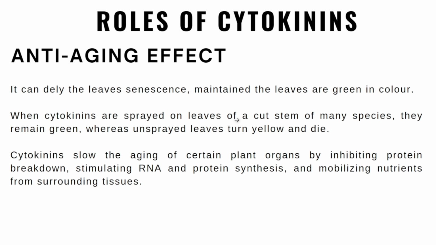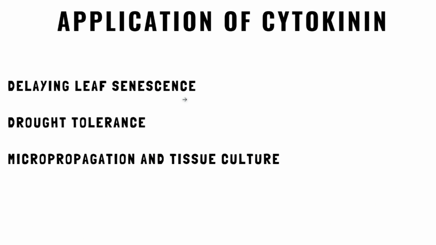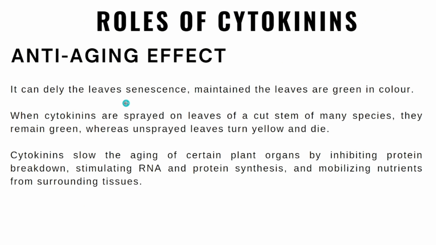Of course, another effect of cytokinin is the anti-aging effect. When you spray cytokinin onto the leaves, it may maintain the leaf's green color and delay leaf senescence. Anti-aging is like in humans, where antioxidant properties give your skin more collagen and make it look more youthful. Cytokinin makes the plant more youthful, keeping the leaf green. So this is the anti-aging effect and an application of cytokinin: it can delay leaf senescence.